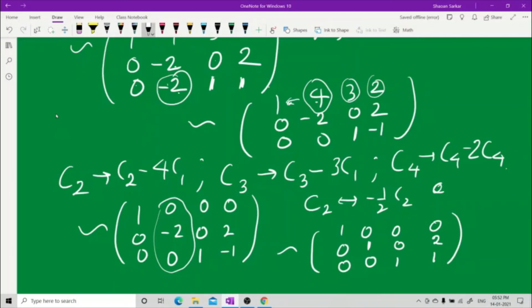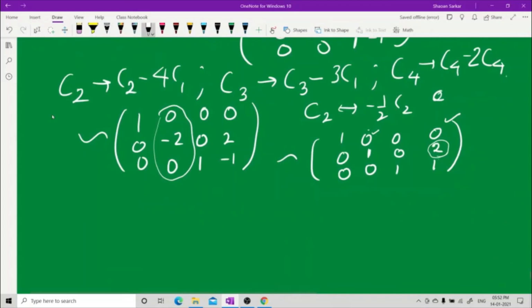Now what I'll do is make this 0. I will subtract this column from this column. Now the thing is like this. You will do two operations. C4 is C4 minus 2C2, and the other operation will be C4 minus C3. First, let's do this operation.